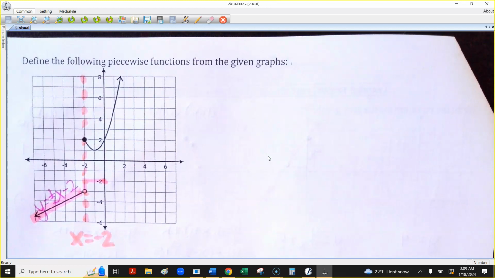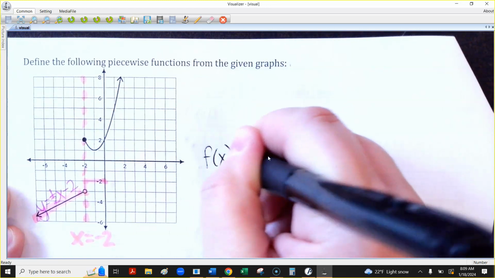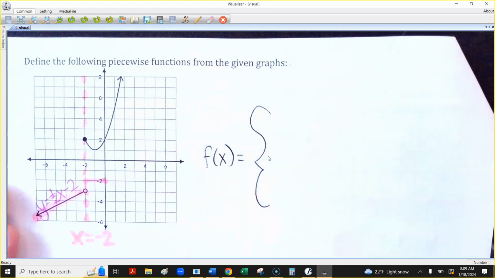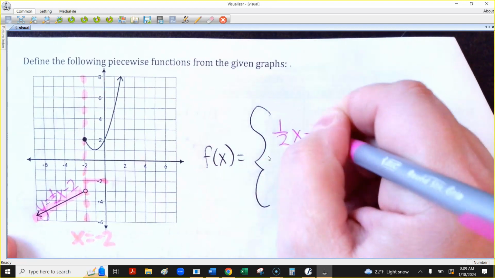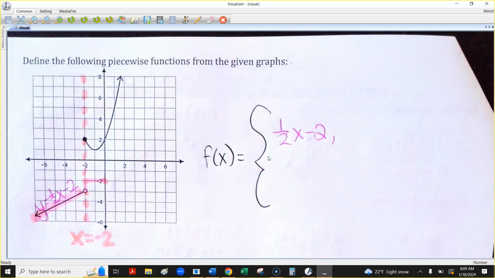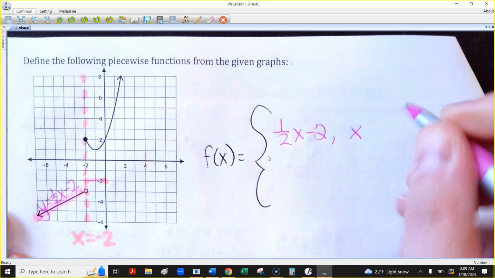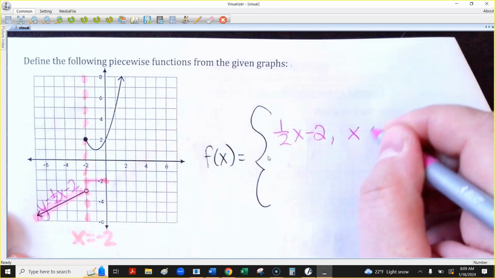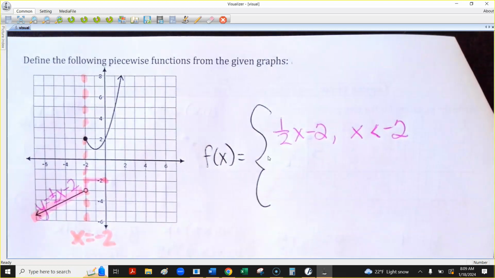All right, so let me just come over here, same format. We're just going to have 2 pieces. My first piece, 1/2 x minus 2. Now that is on the left side, going to the left, where that vertical line x equals -2 goes to the left. So I'm going to say x, this is an open circle, so just a plain less than -2.